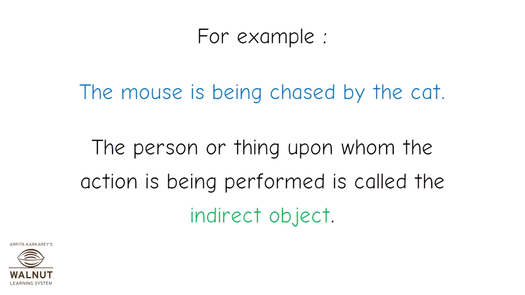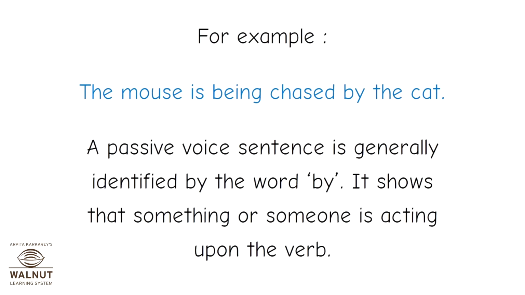The person or thing upon whom the action is being performed is called the indirect object. A passive voice sentence is generally identified by the word by. It shows that something or someone is acting upon the verb.